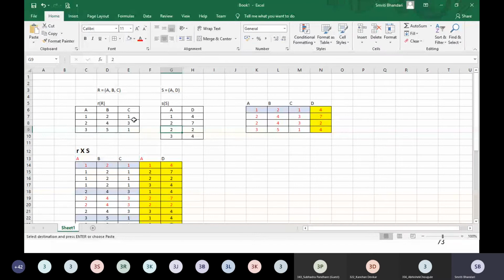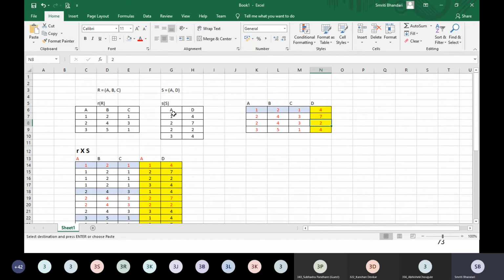Similarly, if we compare these two, 2, 4, 3 and 2, once again a match. So we need to add this tuple as well. So 2, 4, 3 and D value is 2. So that is being added. Now 2, 4, 3 with this combination, A is not matching. So let's forget about that.